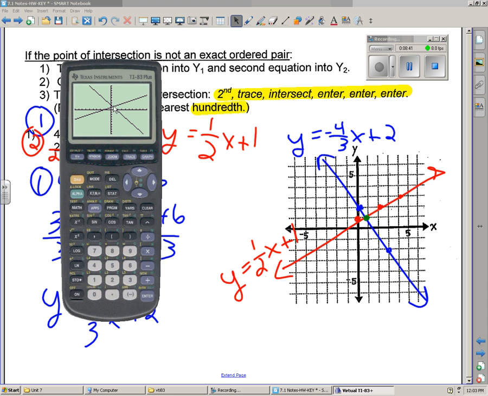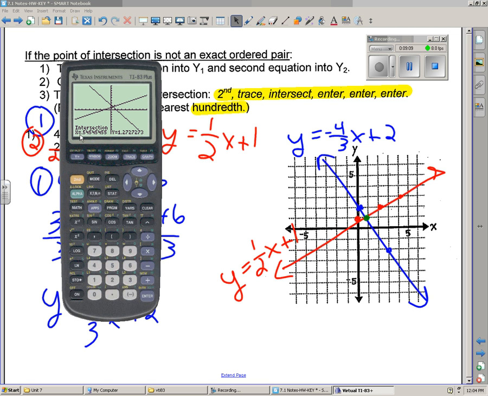The point of intersection is right here. So what we need to do is we need to calculate the point of intersection. Calculate is the word that's above trace. So second trace, we want to calculate the point of intersection. We're going to hit enter once where it asks about the first curve, y1, and that is correct, so we hit enter again. Do we have the second curve, which is our second line, y2? Hit enter again, and it asks whether I should guess your point of intersection. And we definitely want that to happen.